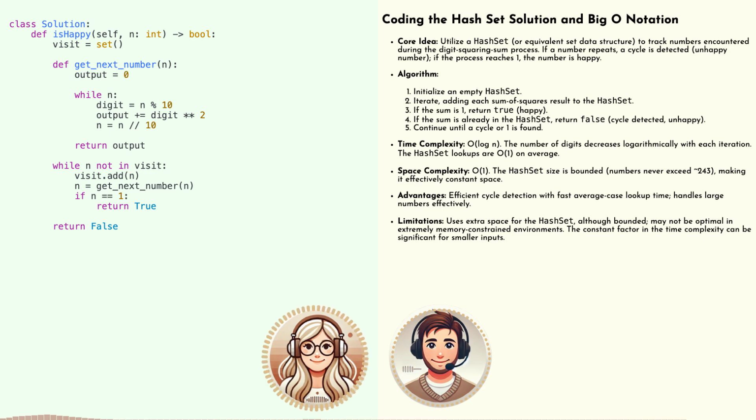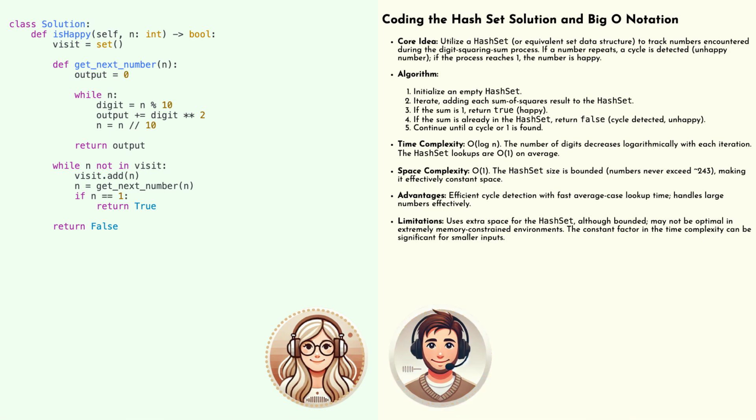Exactly. And that's kind of what's happening with the hash set approach. The number of digits we're dealing with gets smaller with each step. So the problem shrinks down quickly. You got it. That's why it's O(log n). Even for big numbers, the number of steps our algorithm takes grows much slower than the number itself. So we're taking those shortcuts, not checking every single possibility.